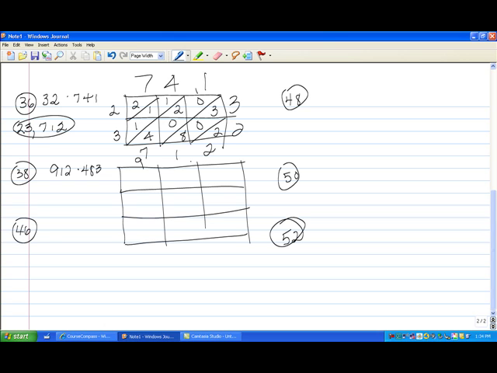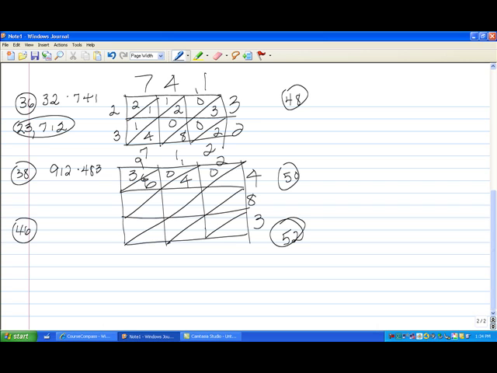Okay, 912 times 483. I need my diagonals in here. Okay, 4 times 9 is 36. 4 times 1 is 4. I'm sure my 6 is down in here.